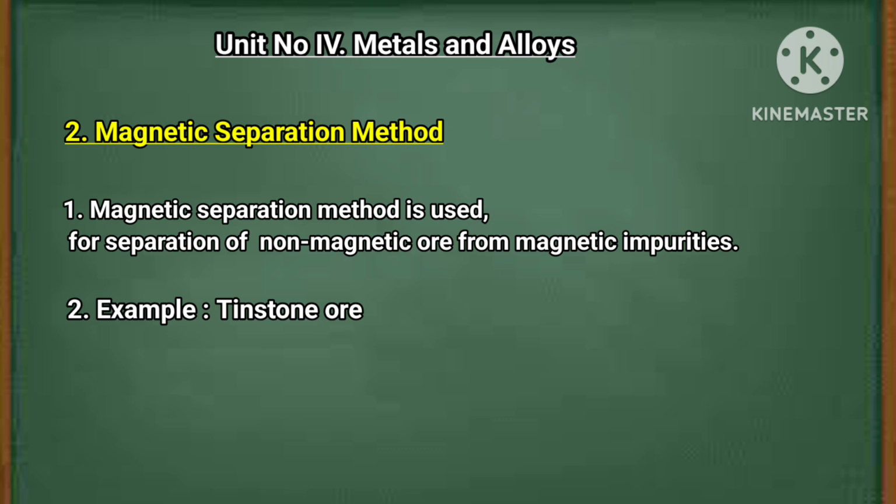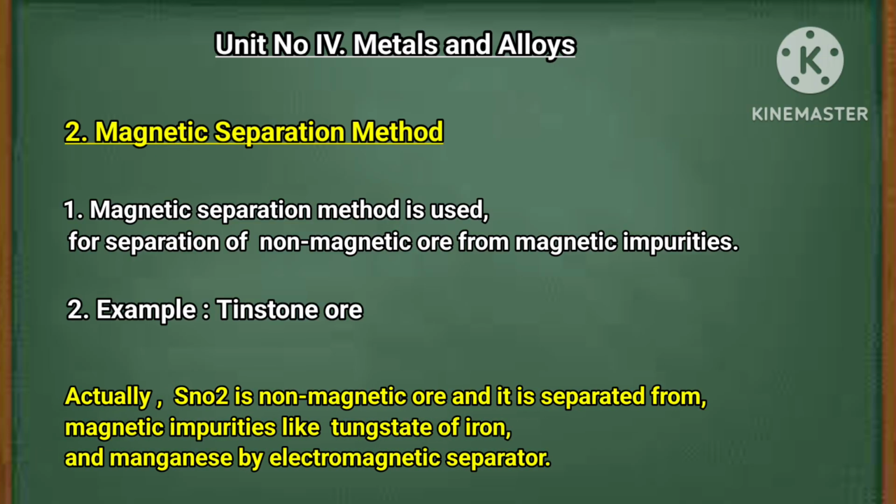And the example of this method is nothing but tin stone ore. By this method, we are going to separate tin stone ore containing different magnetic impurities. One more very important note is that SnO2 is a non-magnetic ore and it is separated from magnetic impurities like tungsten of iron and manganese by an electromagnetic separator.